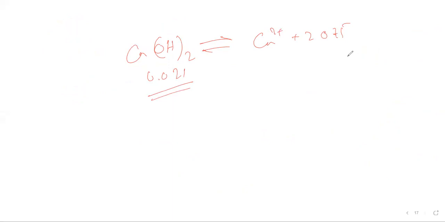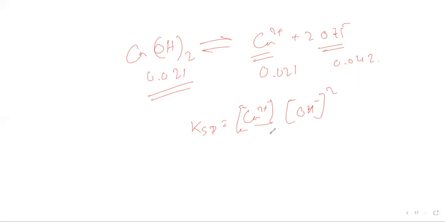If the solubility value is 0.021, then Ca2+ is going to be 0.021, and for hydroxide it is going to be twice that amount, because the molar ratio is 1:2, that is 0.042. Using this value in the KSP, Ca2+ is itself, but the concentration of OH- is raised to the power of 2, since there is a 2 in front. After doing the calculation, we would get a KSP value of 72.7 × 10^-5.